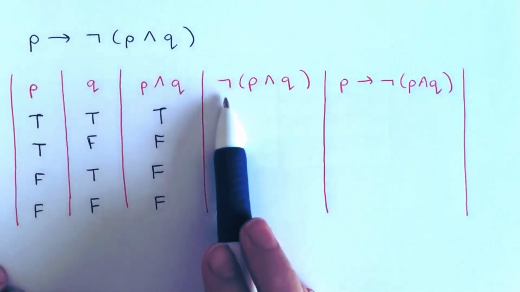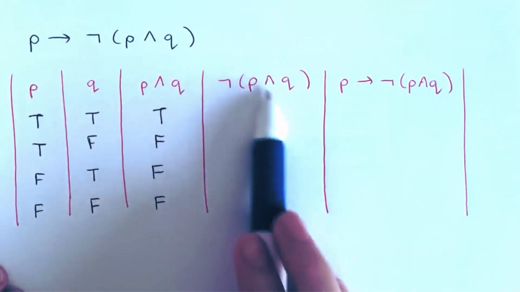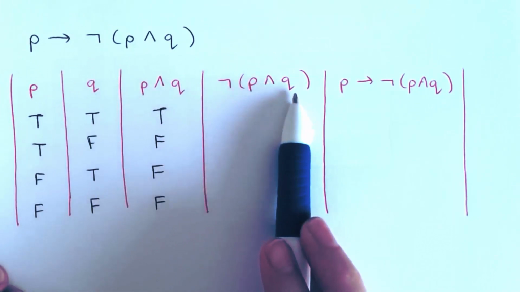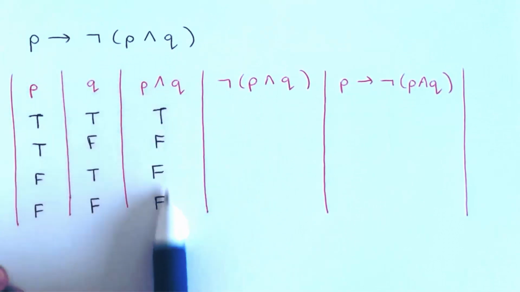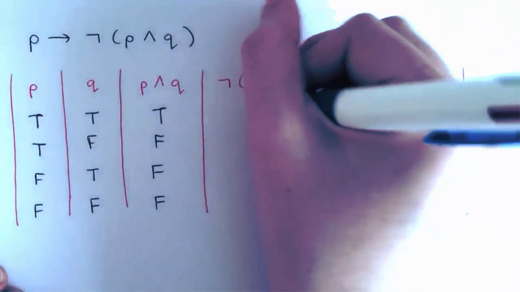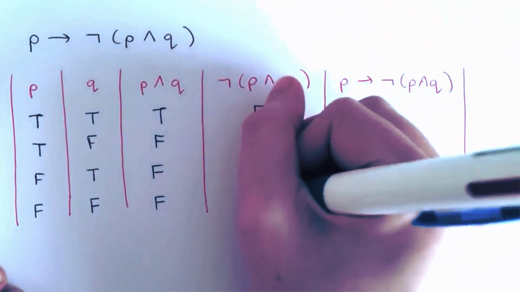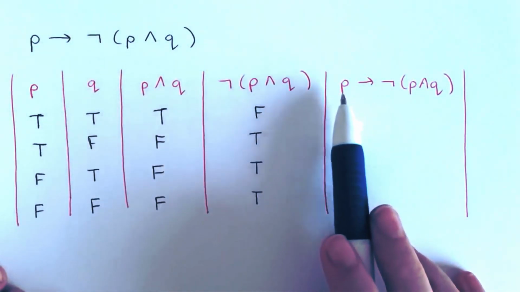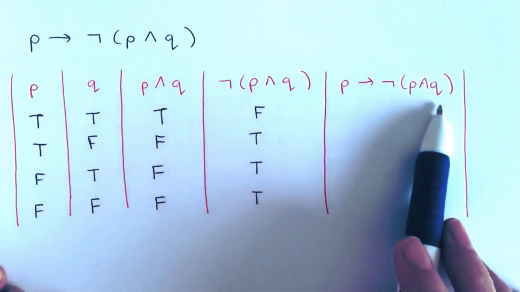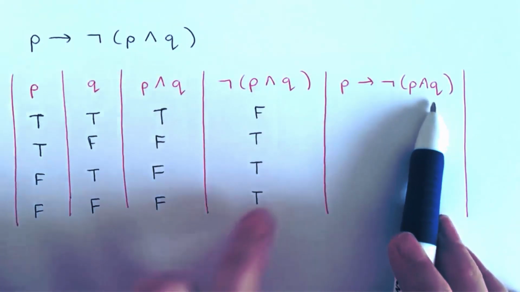Now we go to the next column. Now we have not P and Q. Anytime you have this negation symbol, it's going to be the exact opposite of what is in front of it. So we've got the P and Q column. Not P and Q is going to be the exact opposite of what is here, which is false, true, true, and true.